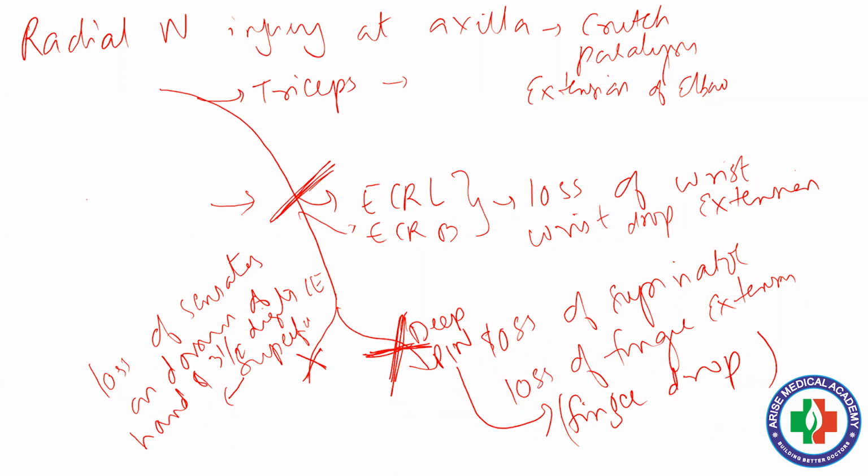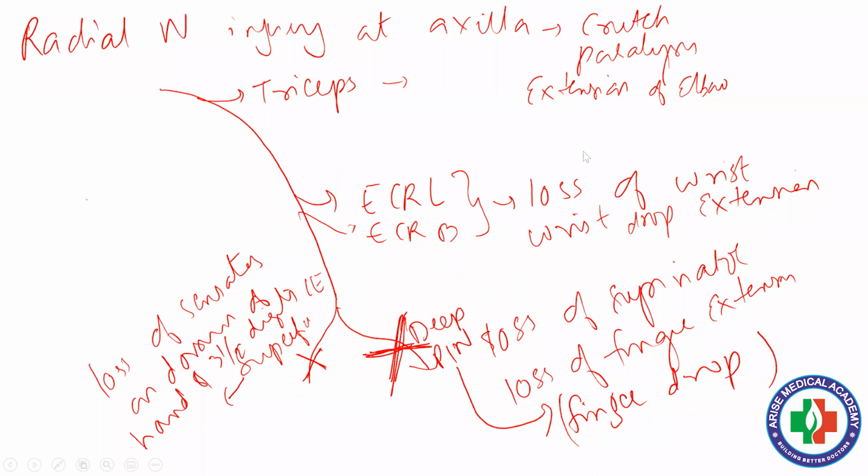When you have damage to posterior interosseous nerve, there will be loss of extensor digitorum muscles. The extensors of the fingers will be lost. You will have a finger drop. Posterior interosseous nerve injury leads to finger drop. I hope you are able to understand the level of injury. Are you okay with this, or do you want me to repeat this?